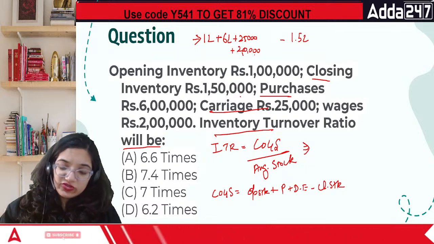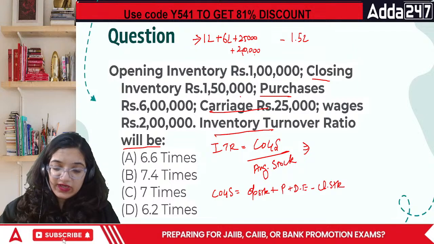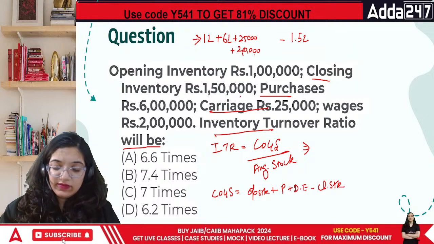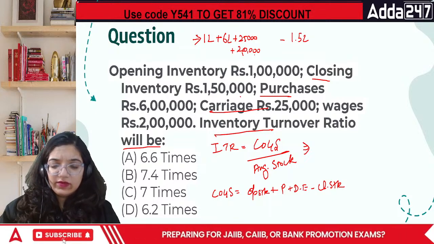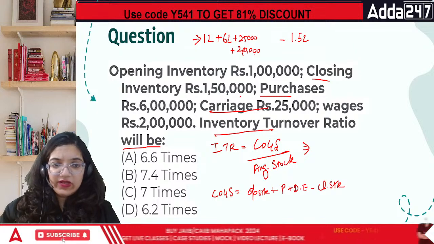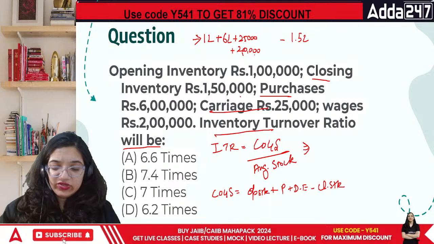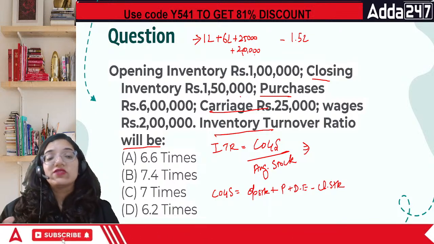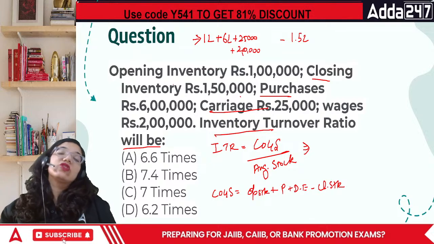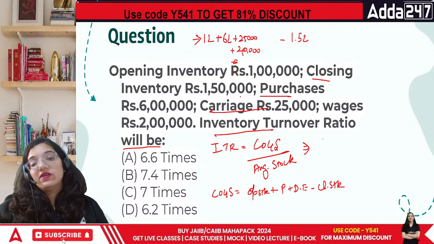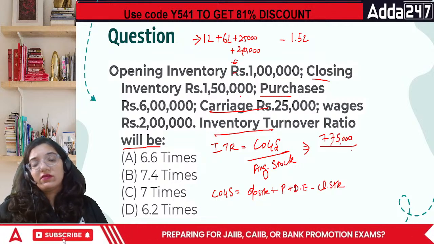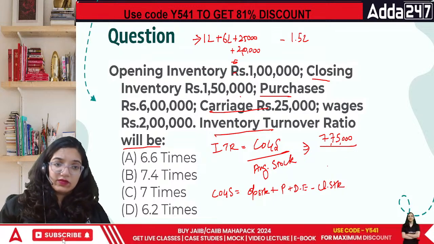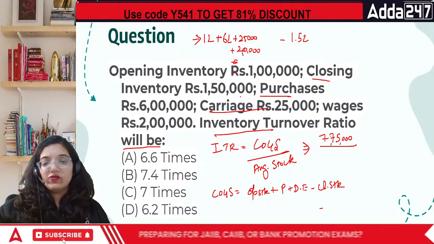Okay, once you find the cost of goods sold, it is 1 lakh opening. Okay. Then we have purchases plus 25,000 plus 2 lakh of wages. We do not include salaries in it, everyone. Salaries is not a part of it, but wages are, because we give it to the labor workers. 1 lakh plus 1,50,000, that gives a total of 2,50,000.